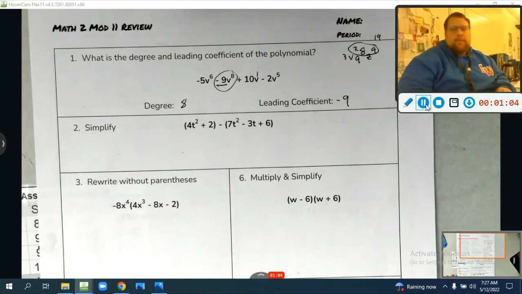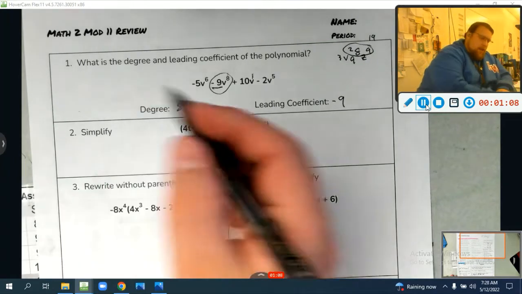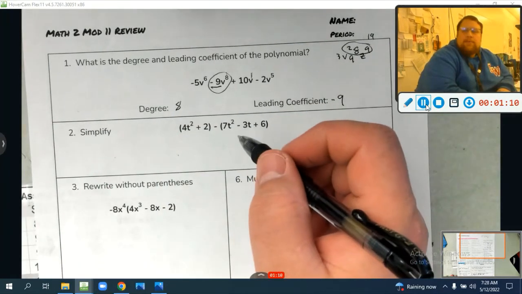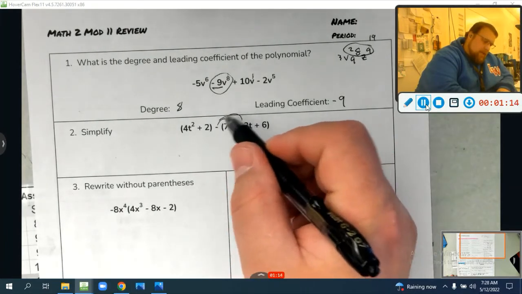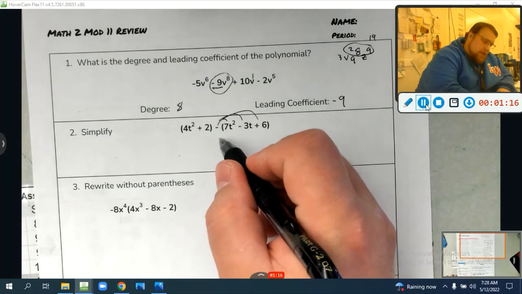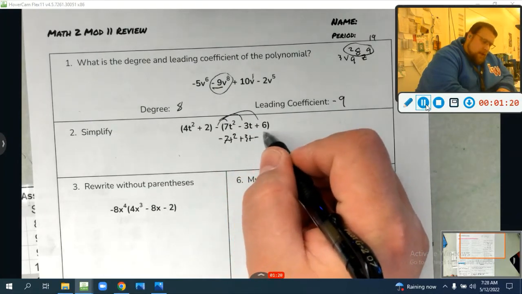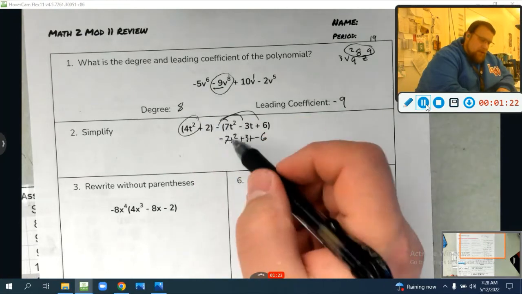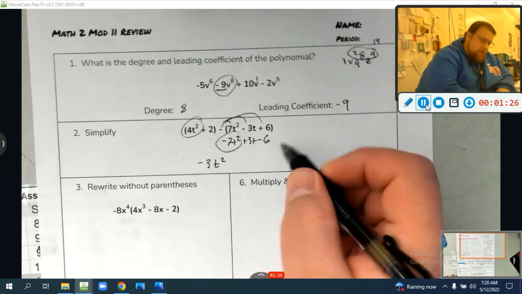Super simple right there. Okay, I'm going to walk you through how I simplify stuff. This is the work I would expect to be shown to receive full credit. I'm going to distribute this negative, okay? So it's just going to be -7t squared plus 3t minus 6. And then I'm just going to combine it. 4t squared minus 7t squared is -3t squared.